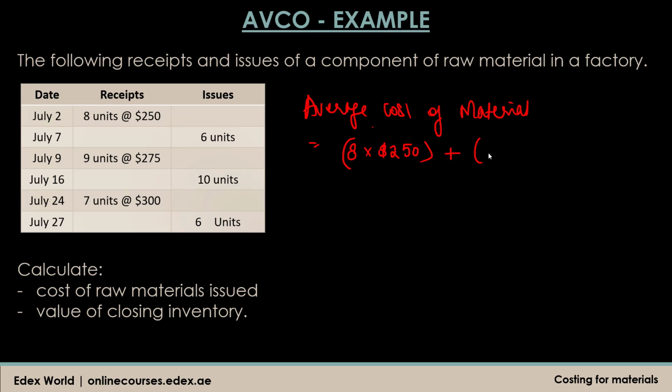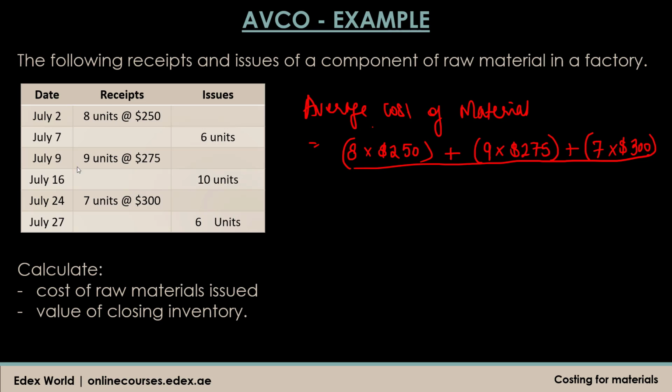Then we received 9 units and the cost of each unit was $275. So 9 into 275. And then we received 7 units and the cost of each unit was $300. When we take a total of all these values, we get the total cost of all the batches or all the items received. But we don't want total cost, we want the average cost, weighted average cost. So to find the average cost, we'll have to divide the entire value by the total number of units received.